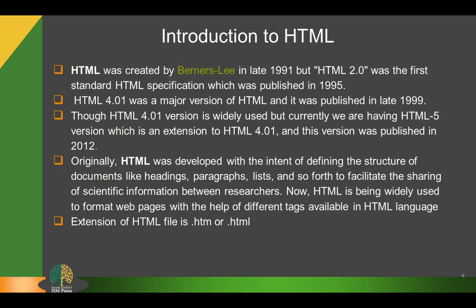HTML was created by Berners-Lee in late 1991, and HTML 2.0 was the first standard HTML, which was published in 1995. HTML 4.01 was a major version of HTML which was published in late 1990. The HTML 4.01 version is widely used, but currently we are using the HTML5 version, which is an extension of HTML 4.01, and the HTML5 version was published in 2012.